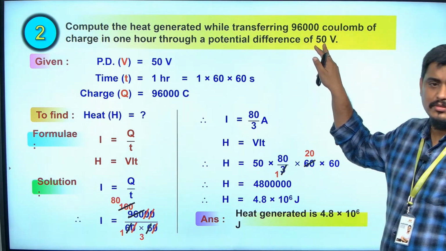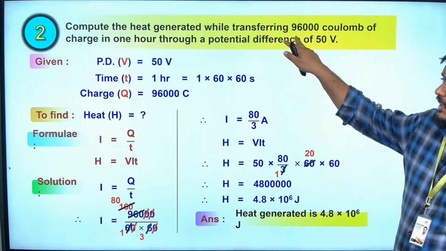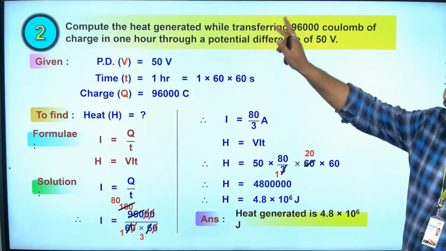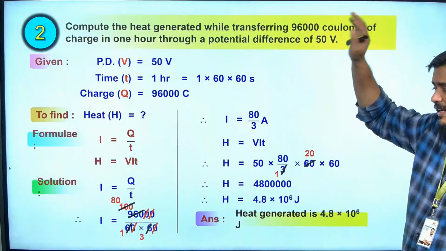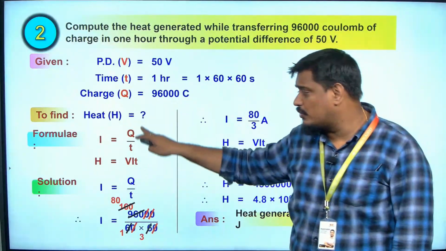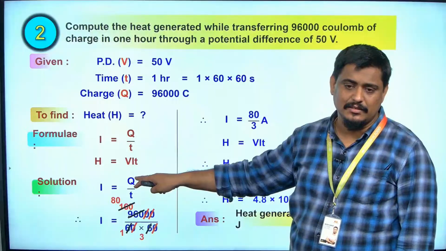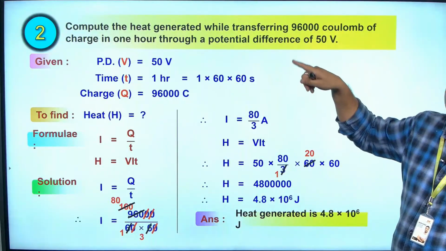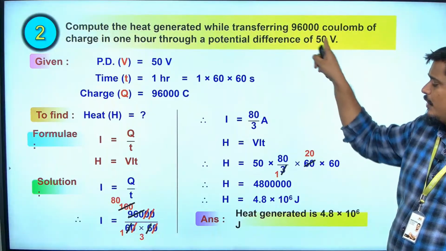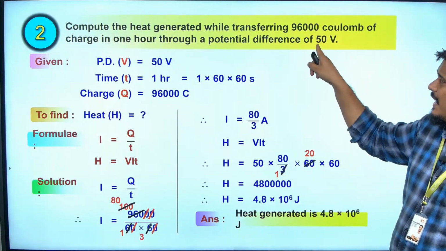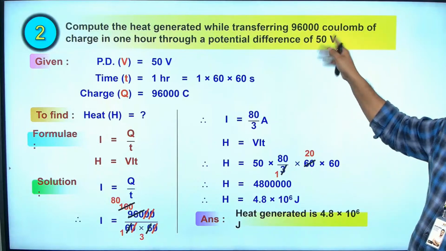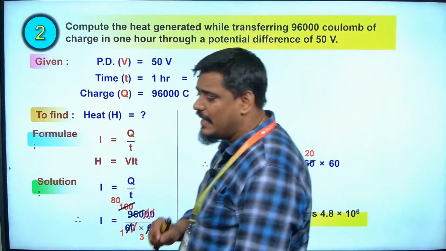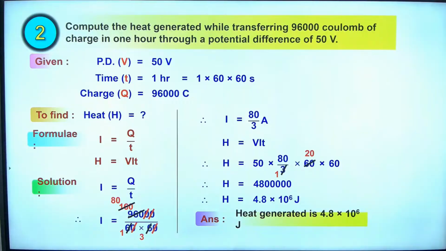V is known, charge is known, and heat energy is asked to find. H is equal to V into I into T, and I is equal to Q by T. T gets cancelled. V and Q need to be multiplied. If you multiply these two, you are going to get 48 and how many zeros? Imagine 5 zeros will be there. So 48 into 10 to the power 5 joules. That is the answer. Did you understand what I did now?